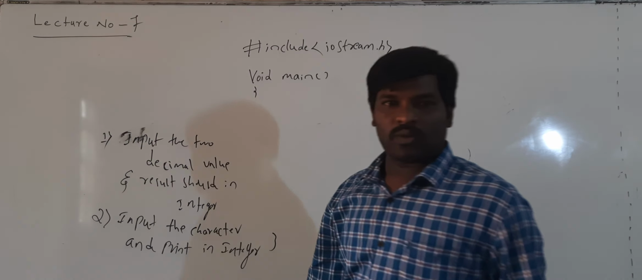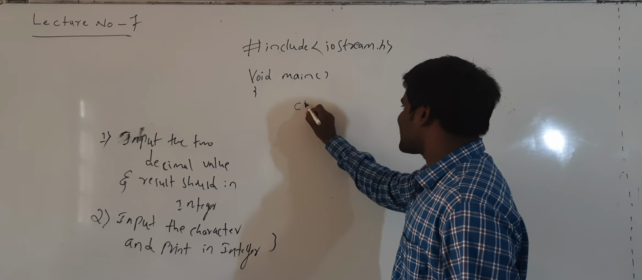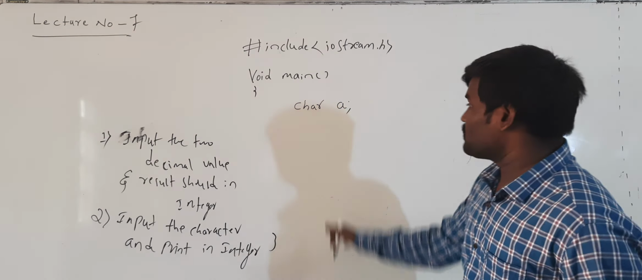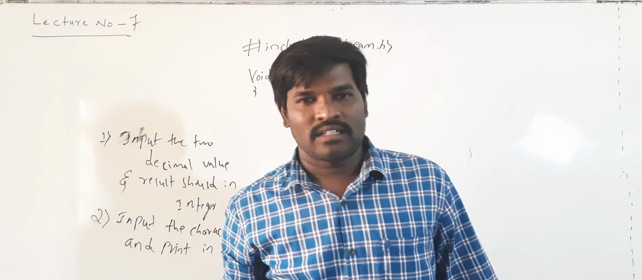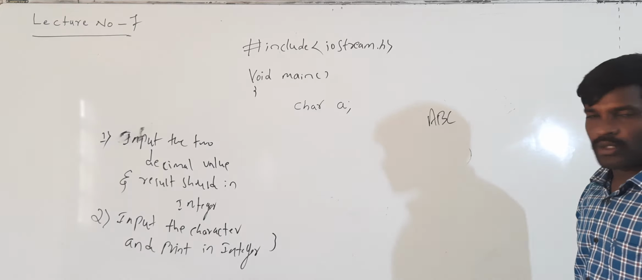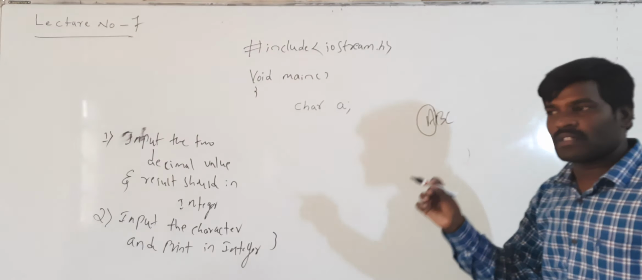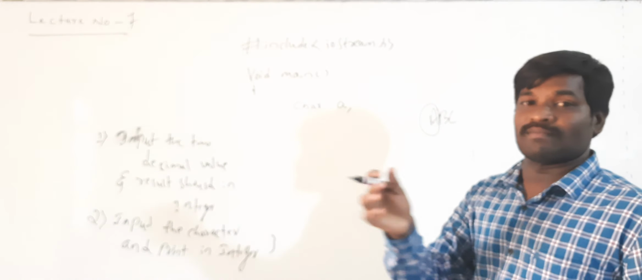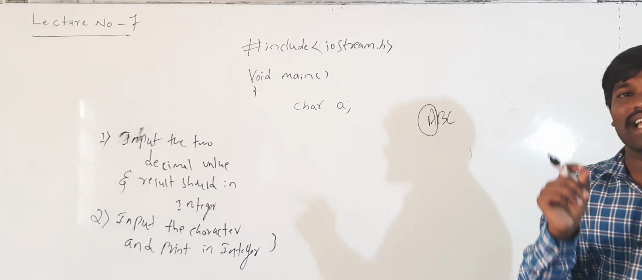Here I can give one character. If you want to give the input as a character, we can use the data type char. This is char a. It means that this a can hold only a single character. By mistake, if I write capital ABC, in the output it will consider the first character. If the number of characters is more, that is what I called a string. Here ABC is one string. A string is a collection of characters.